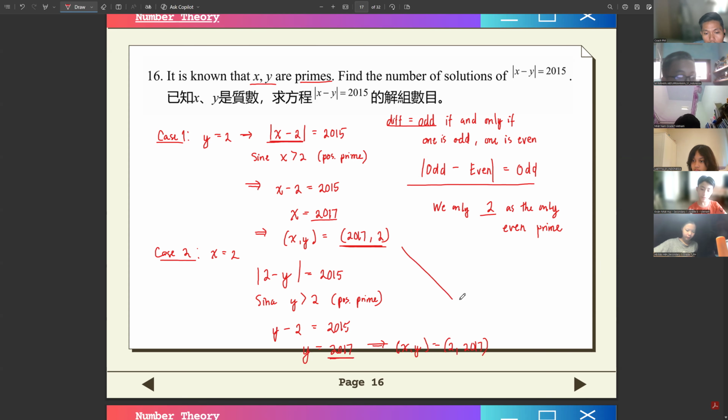Notice these are two different solutions. Here, your x is 2017, your y is 2. The second one is the other way around. So these are two different solutions. And that's exactly what the problem is asking for: find the number of solutions. So there's 2.